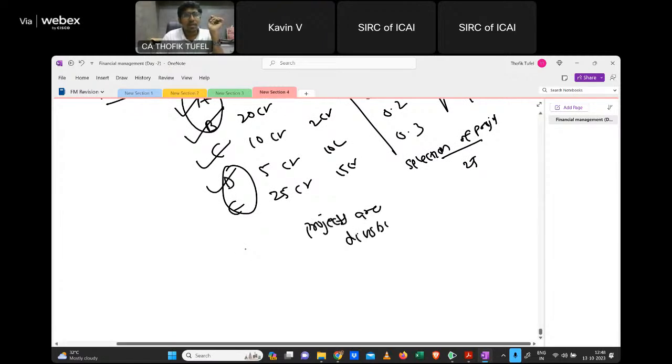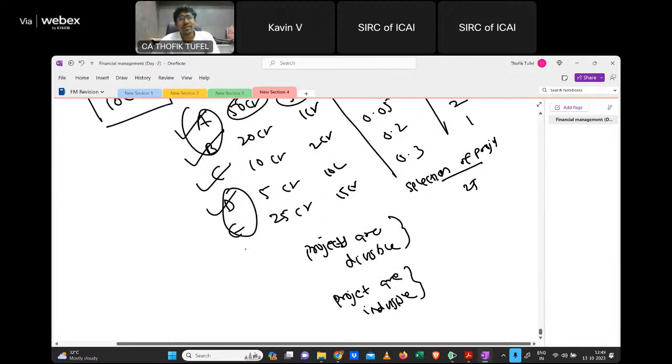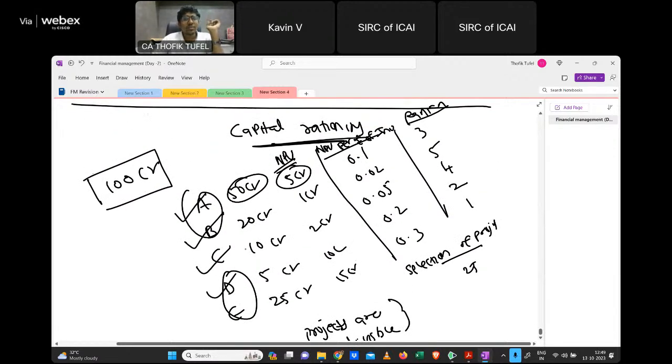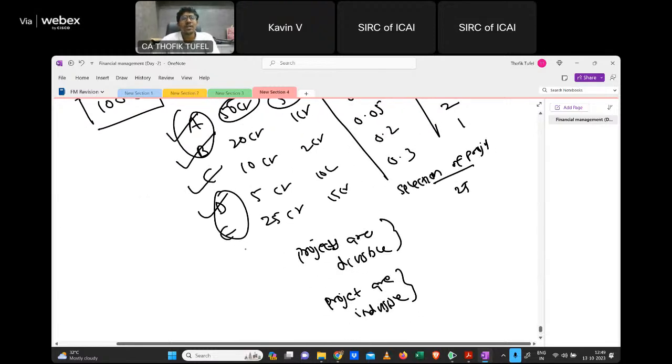Projects are divisible and projects are indivisible. Projects can be broken if divisible. Let us see projects that are indivisible first. Suppose A, B, C, D is selected, and even if you're having some remaining amount of 10 crore rupees, you cannot invest in E, so you leave that amount. Which means projects are indivisible, so you just have to put A, B, C, D. E you cannot take, even though you're having some 10 crore rupees.